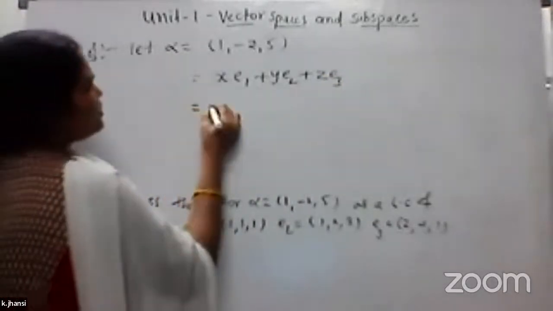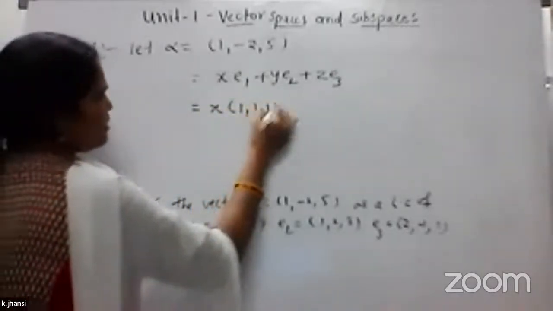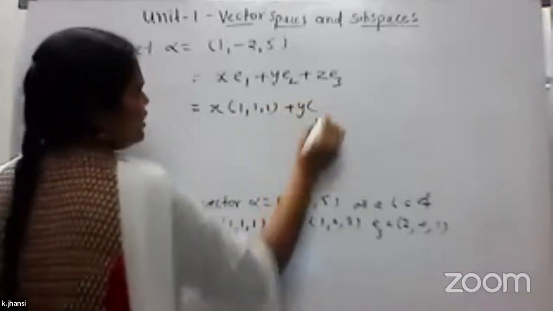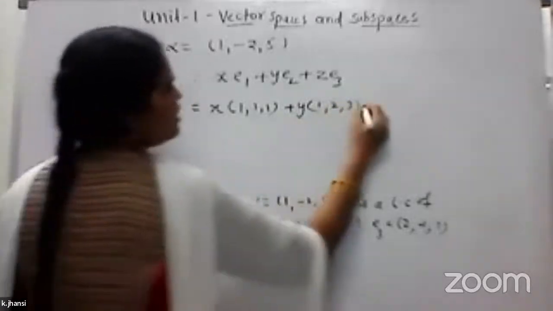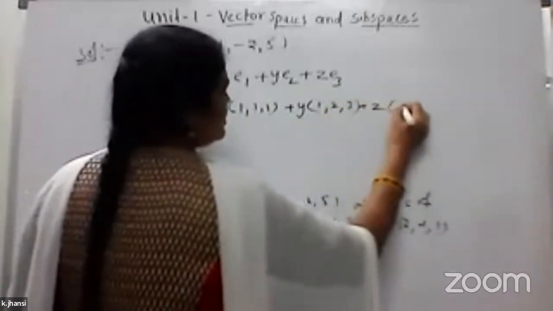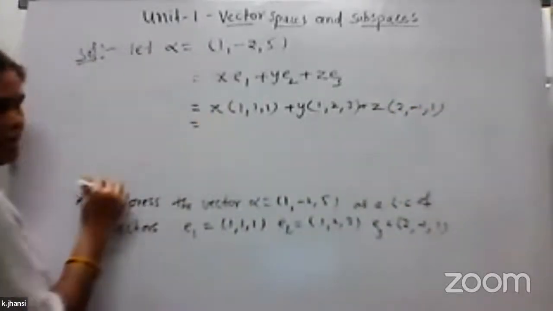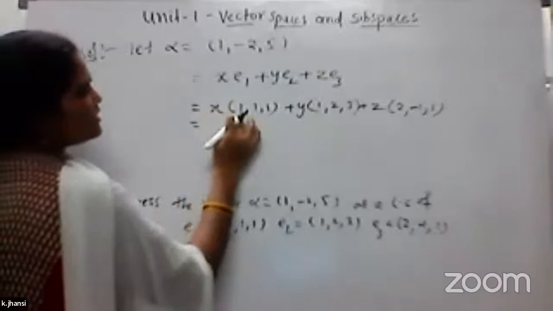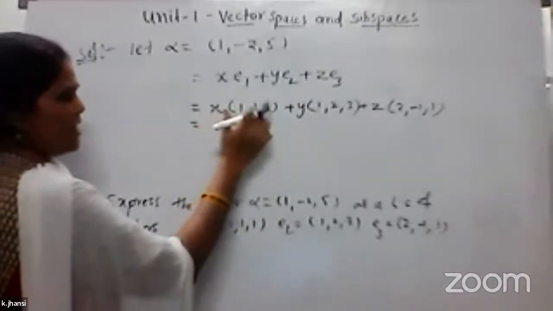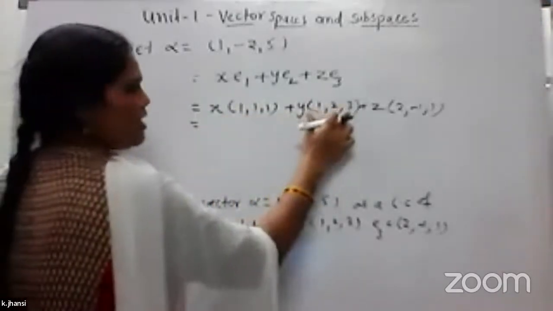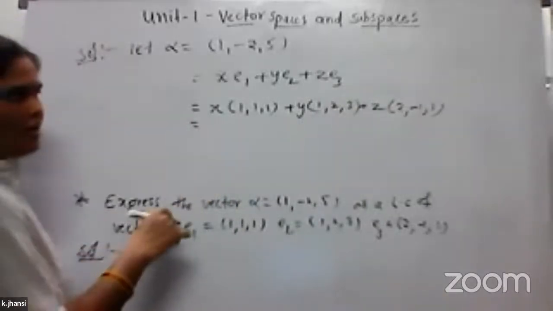So it is equal to X times E1, which is (1, 1, 1), and Y times E2, which is (1, 2, 3), plus Z times E3, which is (2, -1, 1). Now you do the scalar multiplication. So you get X, X, X, then Y, 2Y, 3Y, and 2Z, -Z, Z. And then you add, you will get the same.